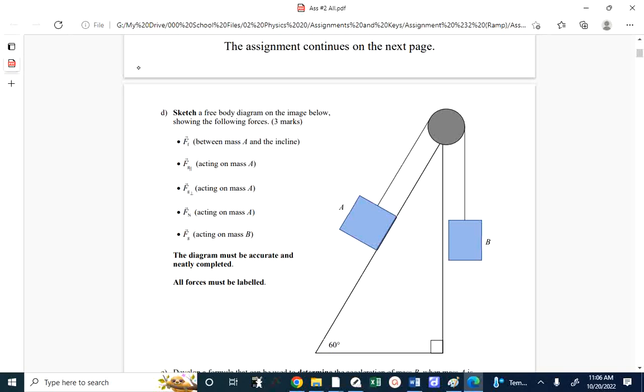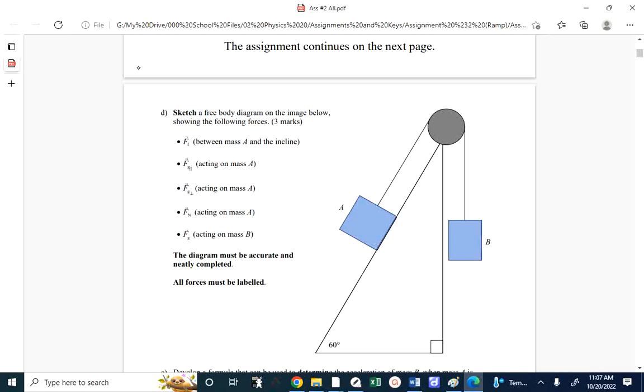And listen very carefully. I want the diagram to be accurate and neatly completed. And what that means is this. I'm telling you right now. If you get a force of 10 newtons somewhere, and you get a force of 5 newtons somewhere, then when you draw it, you have to draw the force of 10 newtons twice as long as the force of 5 newtons. If you get 10 and 8, then you have to draw the 8 newton force 80% the length of the 10 newton force. I'm looking for a scale diagram here. And that doesn't mean just eyeballing it. It means using a ruler and drawing it properly.